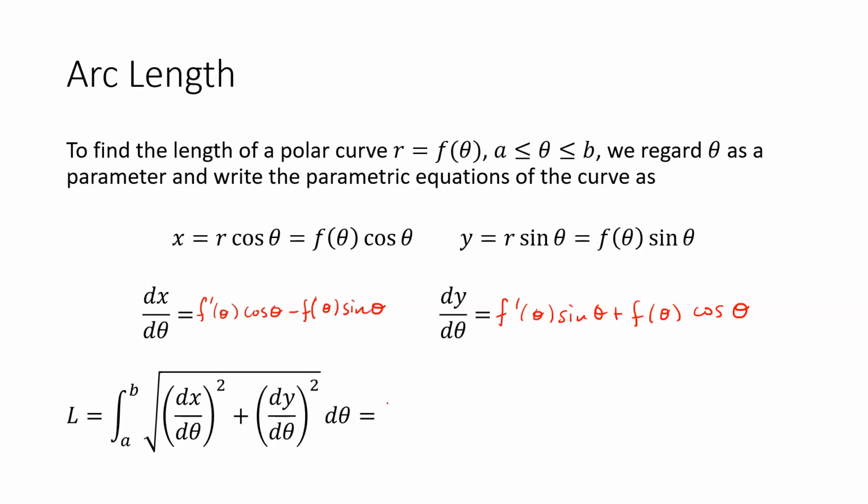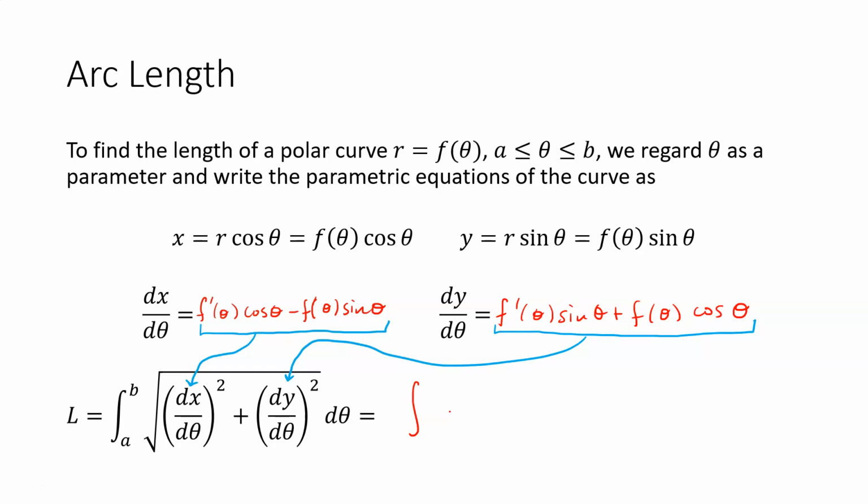And when we insert those values here, we get something that looks very complicated. But luckily, if we go through all the algebra and use a little bit of trig identities to simplify it, it actually simplifies into a pretty nice form where we get f of theta squared in one factor plus f prime of theta squared in another factor.